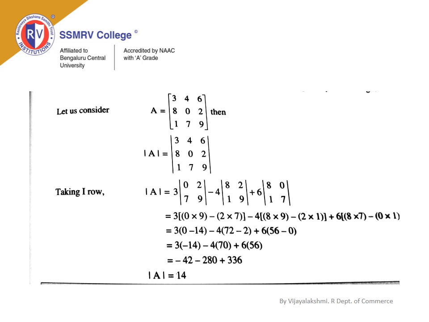1 is 0. 3 into minus 14, minus 4 into 70, plus 6 into 56. Further simplification: minus 42 minus 280 plus 336. Finally, you are going to get determinant of A is equal to 14.